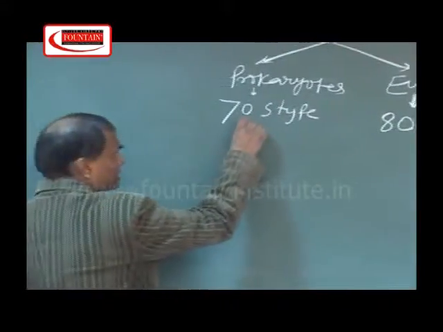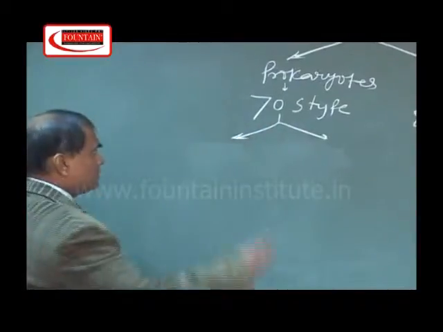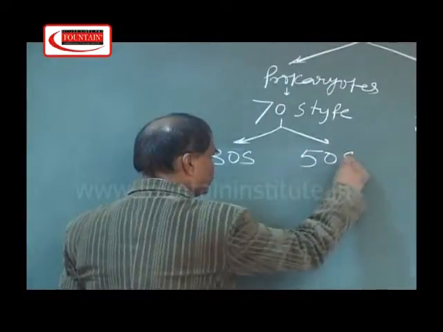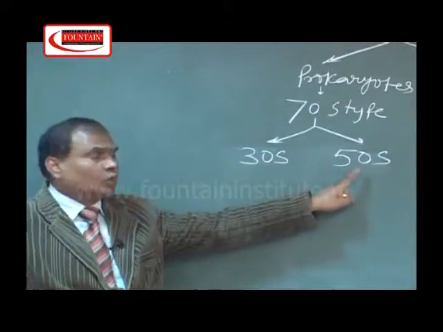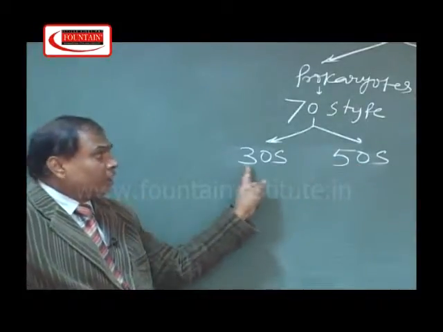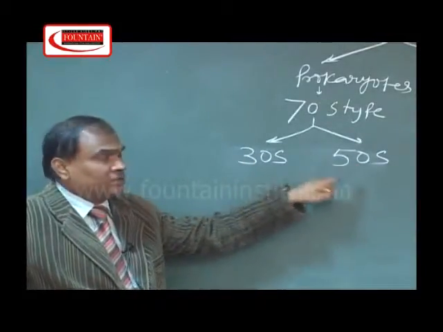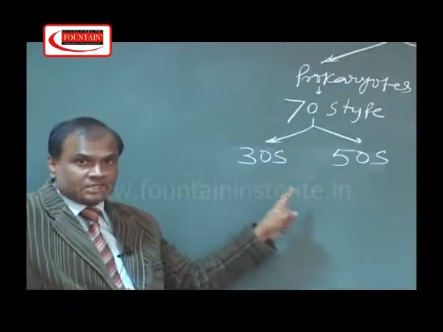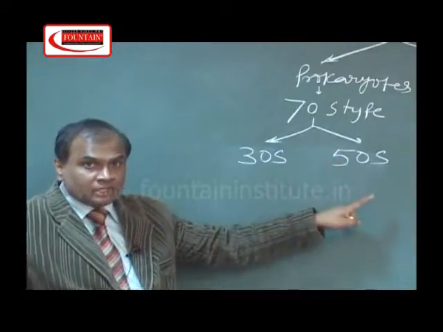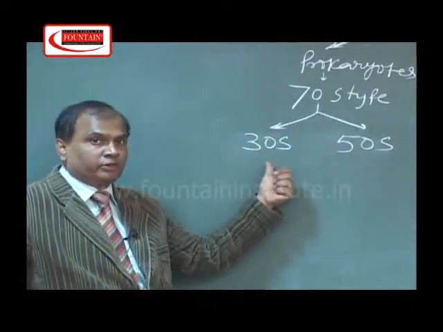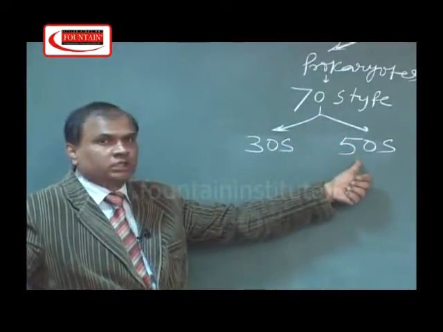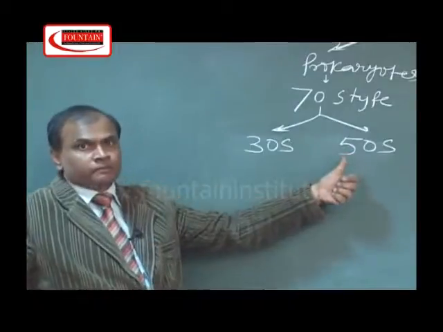Again, these 70S ribosomes consist of a smaller subunit, 30S, and a larger subunit, 50S. This S refers to the Svedberg unit, that is the sedimentation coefficient. So mind it, it is not the simple addition that 50 plus 30 is equal to 80. No, this is not the case. This is calculated on the basis of their sedimentation rate: the sedimentation rate of the smaller subunit is 30S, and the sedimentation rate of the larger subunit is 50S.